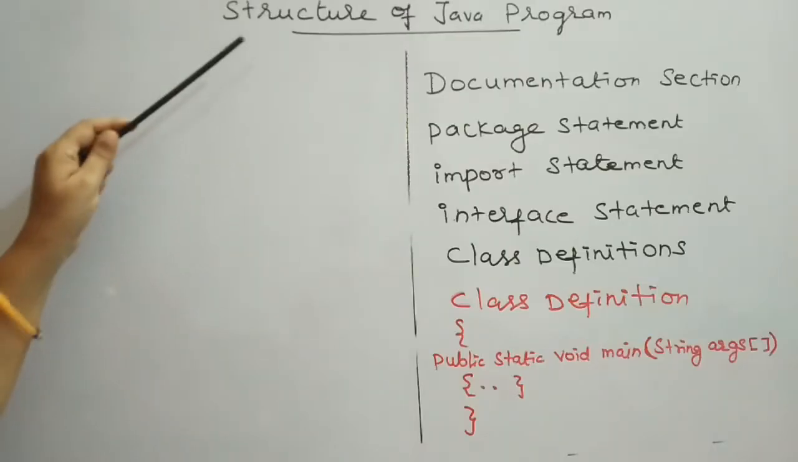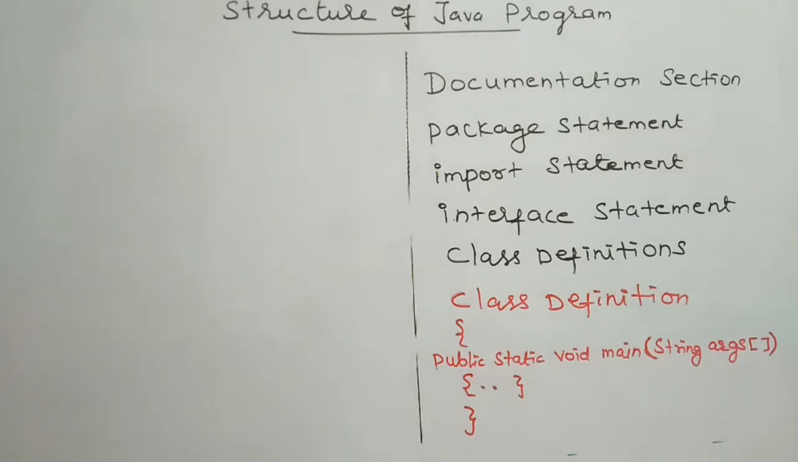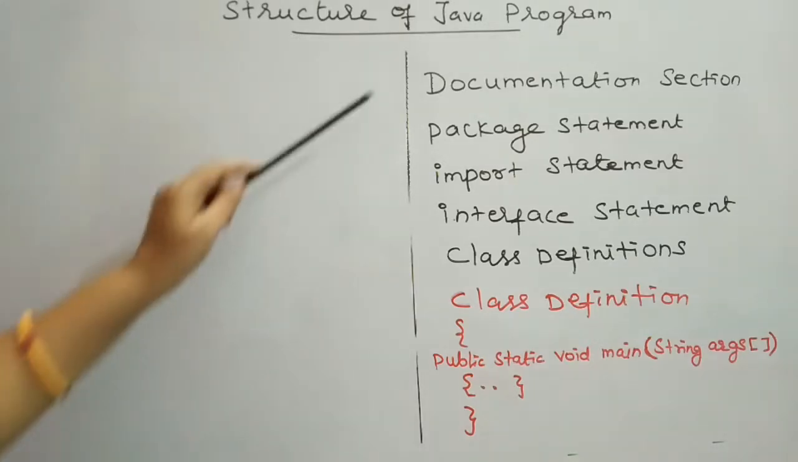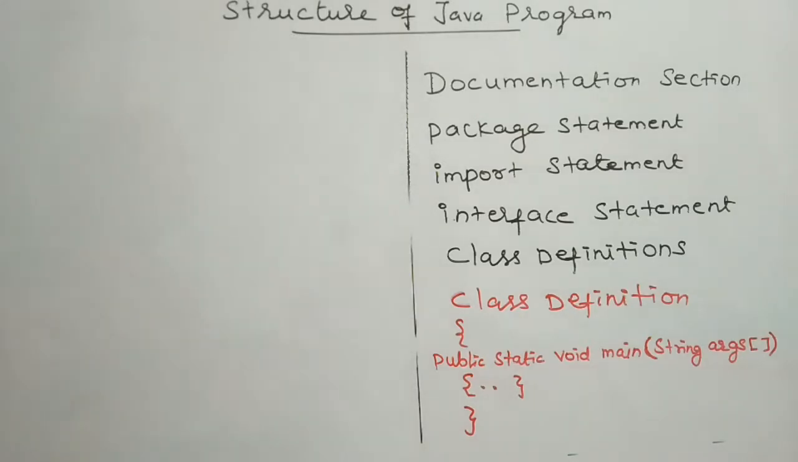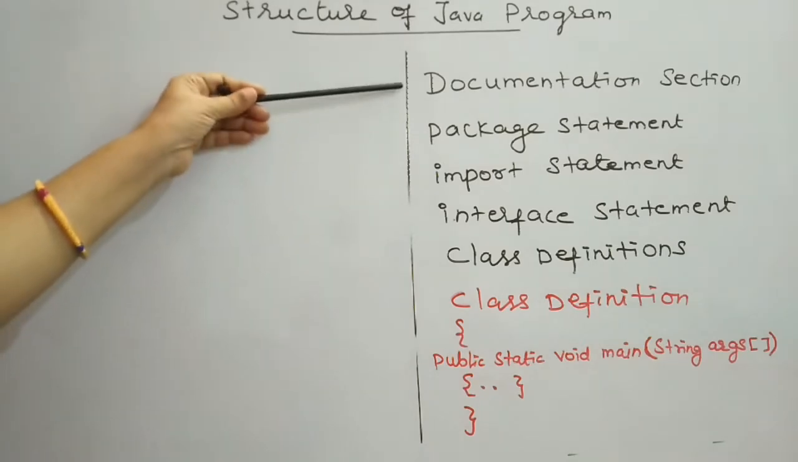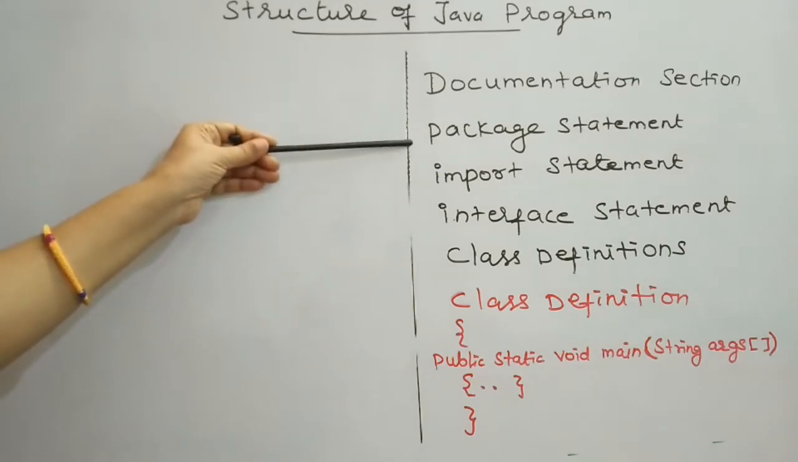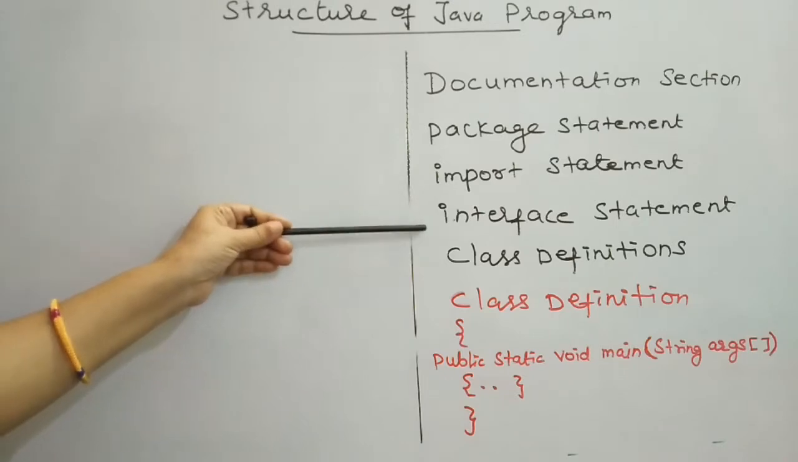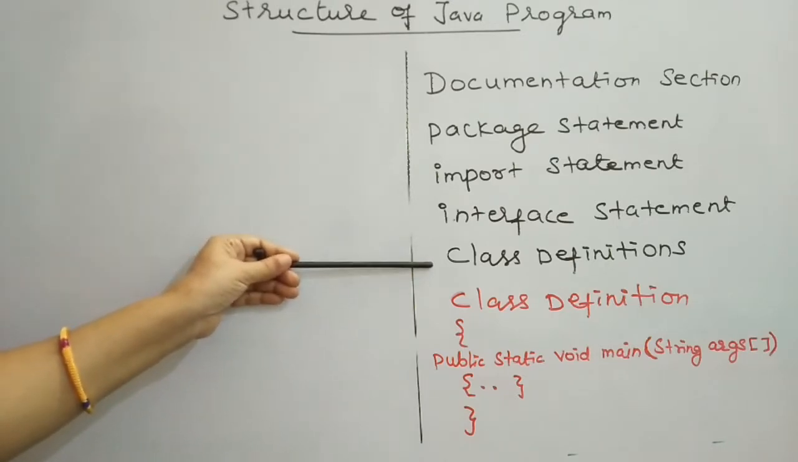In this video, I am going to explain about the structure of a Java program. These were all the different elements in a Java program. First one is documentation section, package statement, import statement, interface statement, class definition.